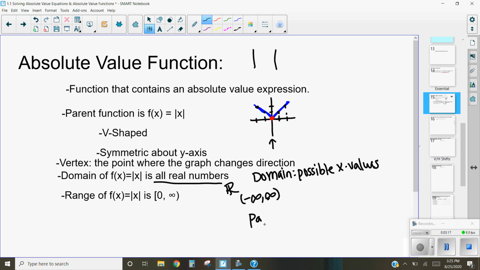Remember that our range is the possible y values that we can see. So notice on our graph here that the function in blue only at the lowest point is at y equals 0, and then it goes on forever. But it never goes below that line. So our range in this case is 0 all the way up to infinity. And those are just the possible y values that we might run into. And that's kind of our absolute value function.